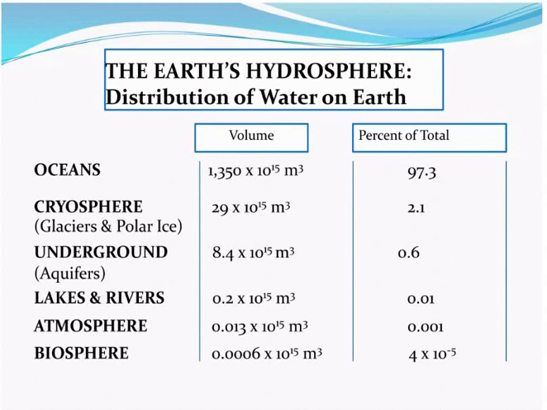So the Earth's hydrosphere, distribution of water on Earth. So look at here, maximum is present in ocean, then cryosphere, underground aquifers, lakes and river, atmosphere and biosphere.